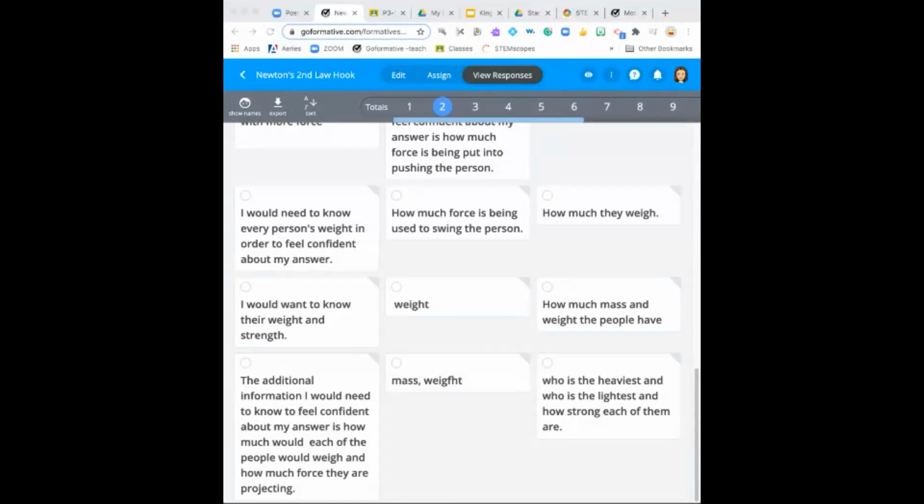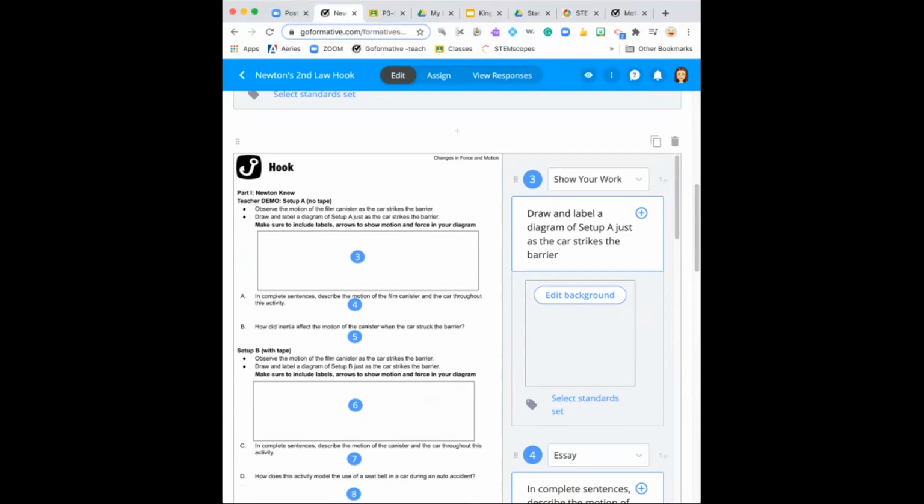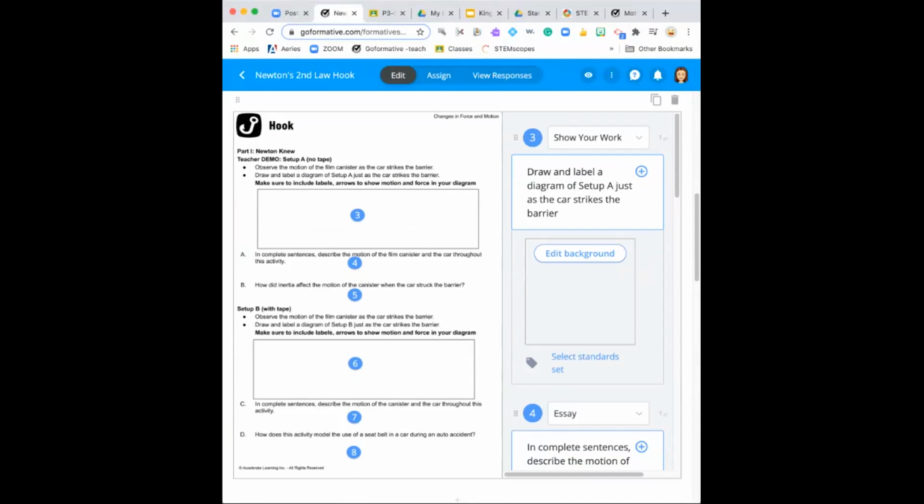Okay. So on your formative now, we're going to scroll down to number 3. There's going to be 2 demos. We have demo 1 here, where I'm going to show you a film canister and a car striking a barrier. So let's focus on numbers 3, 4, and 5.